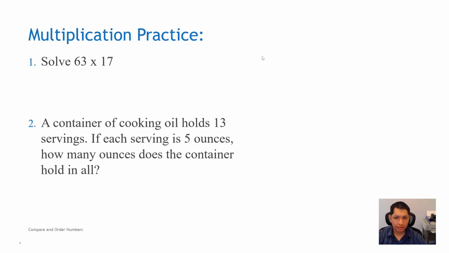Multiplication practice. So let us solve this first number. It asks to solve 63 times 17. So I'm going to stack those numbers as they are shown in the problem. So 63 times 17. Multiplication again is finding the sum of two partial products.